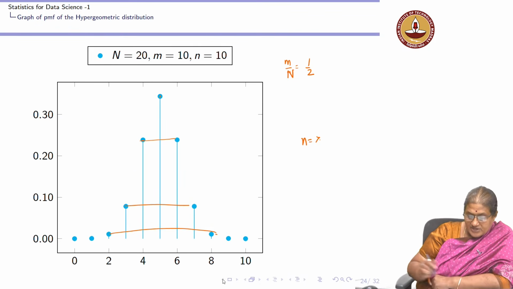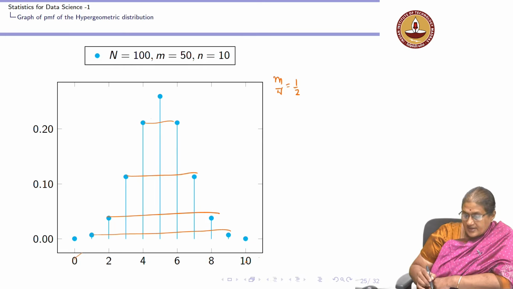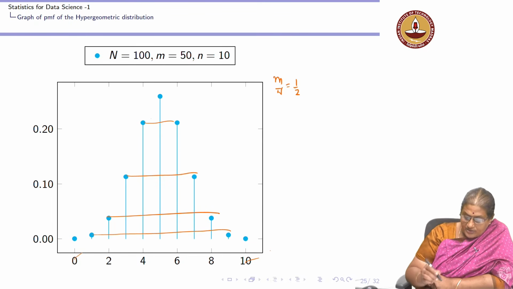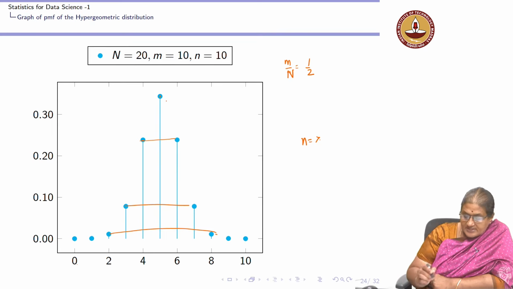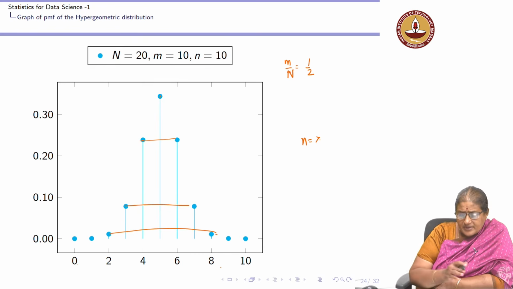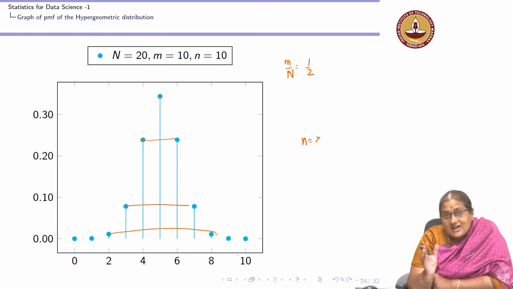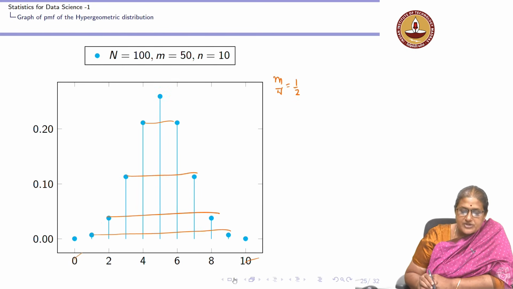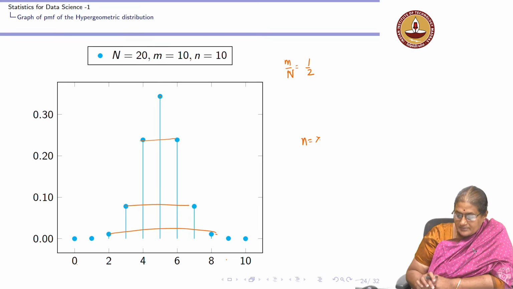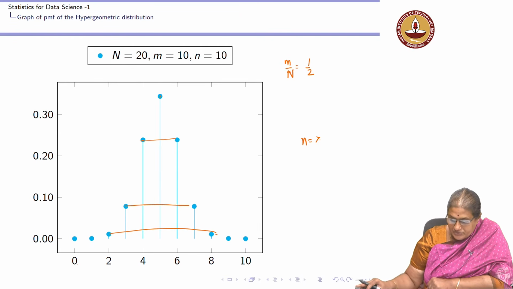The values x takes are again between 0 and 10. Here also, x takes values between 0 and 10. And you can see that the probabilities are also very similar. So, both of them have a similar distribution, no matter what your n and m are, as long as m by n is half, I have a similar probability distribution.